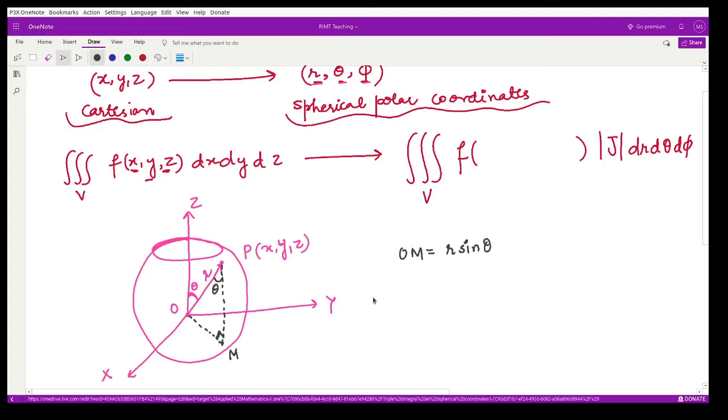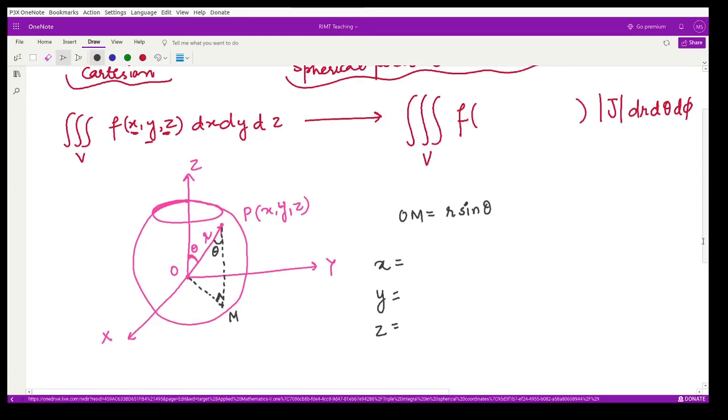Now we wanted to calculate the values of x, y and z in terms of r, theta and phi. Let me first define what phi is. Phi is the angle made by this line OM with the x-axis. So this angle is your angle phi. Now you have this angle theta, angle phi, and this distance as r. Now you have to obtain the values of z, as well as x and y.